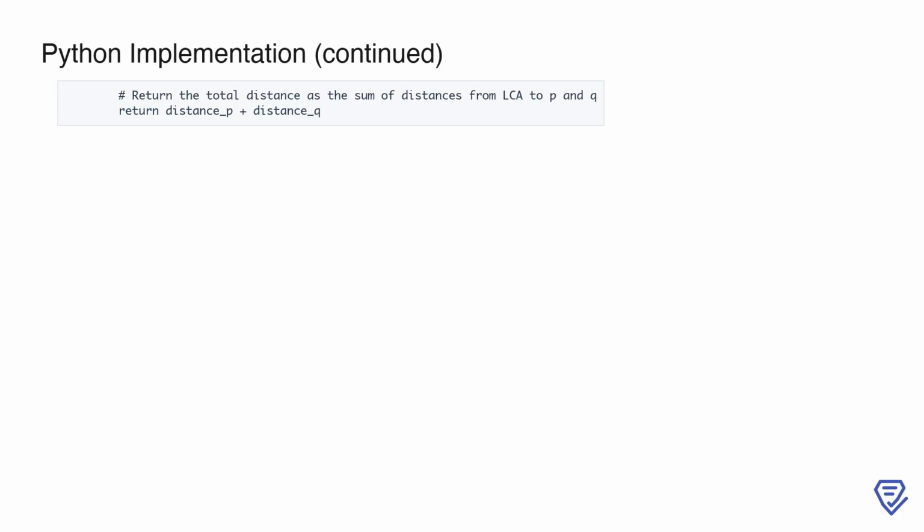Finally, we return the sum of these distances, which gives us the total distance between P and Q in the binary tree. This approach ensures that the calculation is efficient and leverages the properties of the LCA to minimize redundant traversals. By combining the results of these helper functions, the solution is both clean and easy to follow.